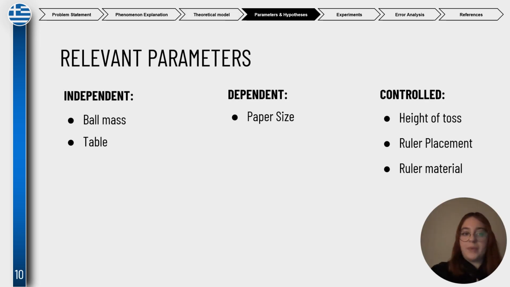The relevant parameters of this phenomenon are the independent parameters of the ball mass and the table. The dependent is the paper size, and the control variables are the height of the toss, the ruler placement, and the ruler material.